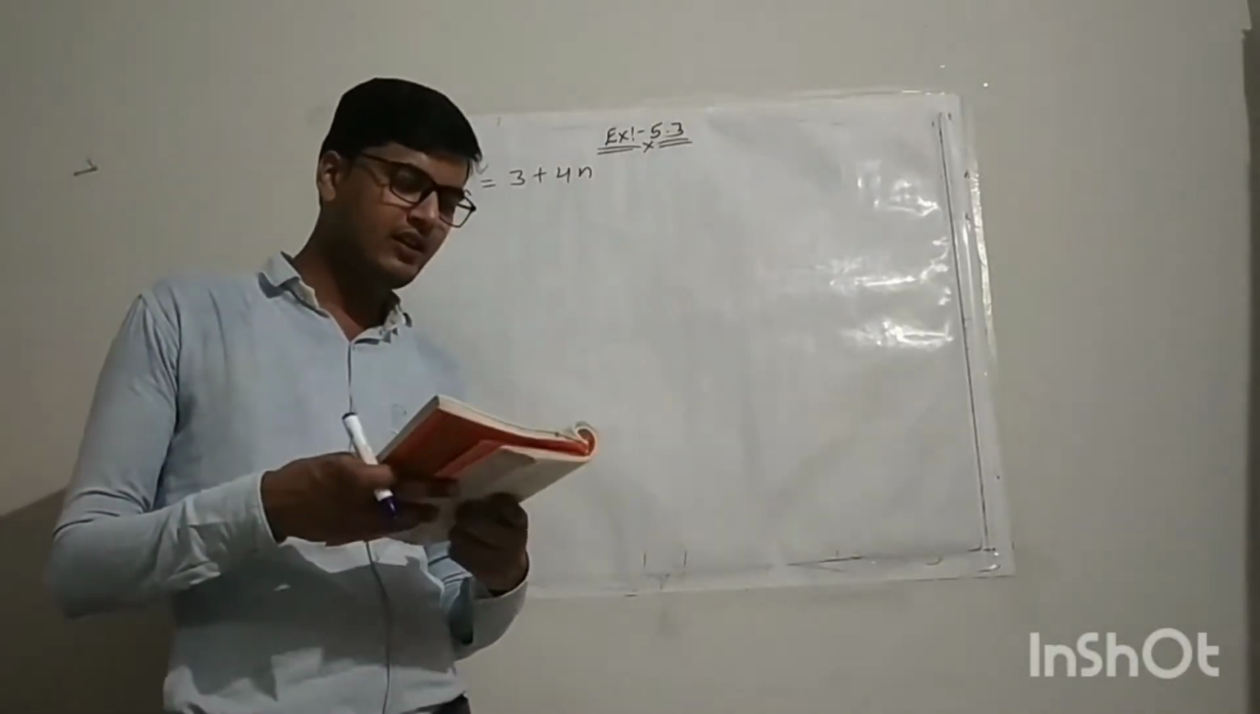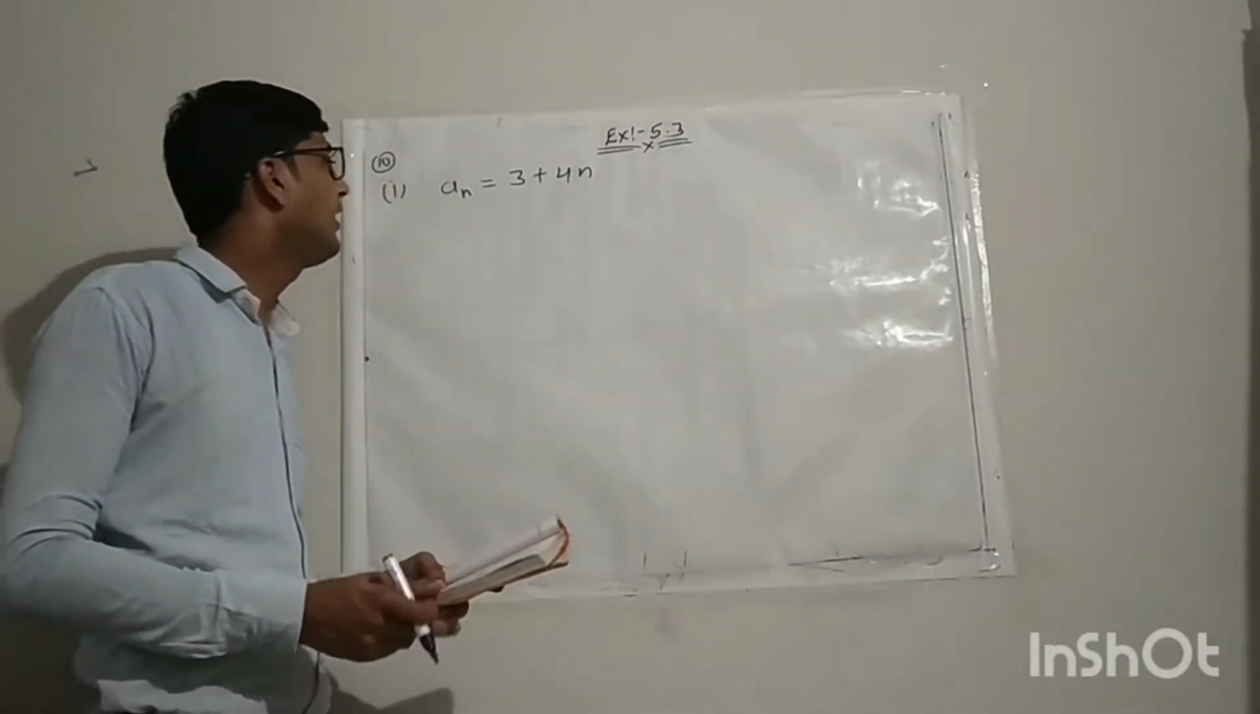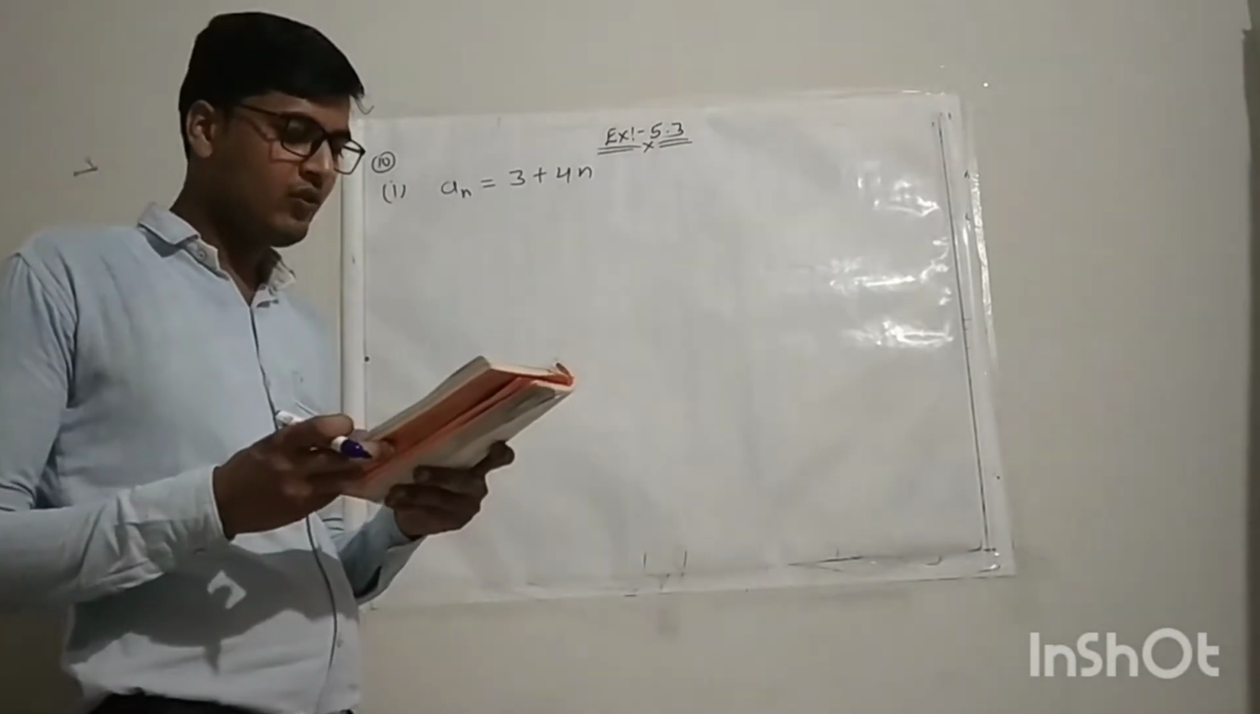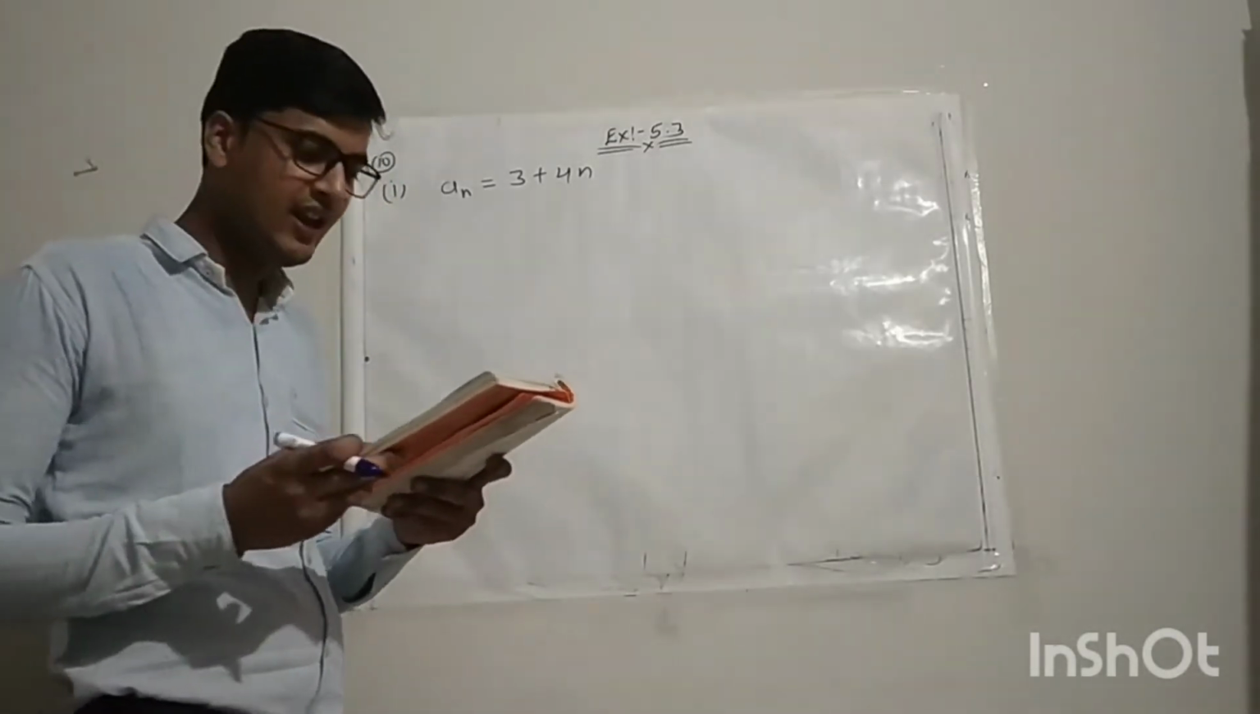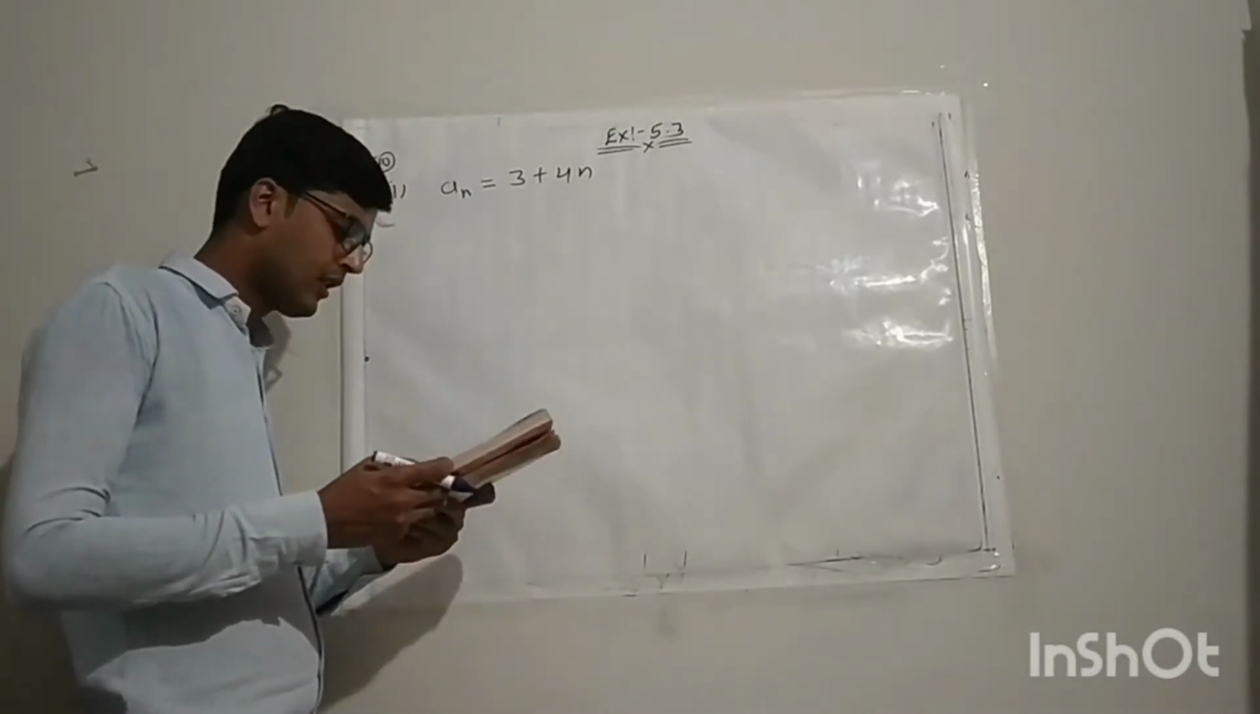Hello student, now I start question number 10. Question number 10 is: show that A1, A2, ..., AN form an AP, where AN is defined as below.